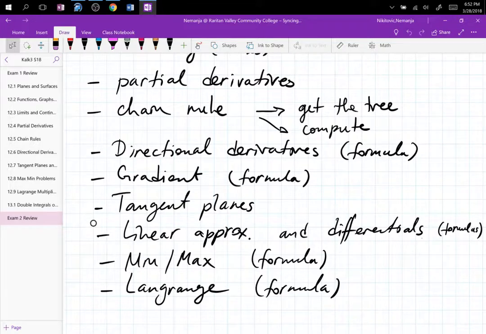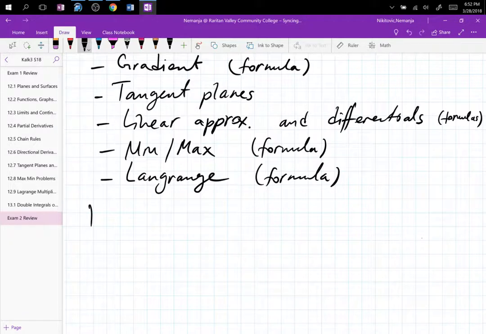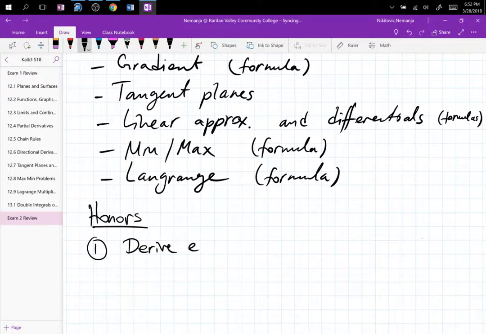I listed the formula. Now, honors, right? I'll add this here, honors. We have a few proofs and derivations that you must know and must be able to do, and the first one is to derive the equation of the plane. So not necessarily the tangent plane, but the plane in general. That's in the very first lecture. I did it in class, and it's also in the textbook. So that's one of the things for honors.